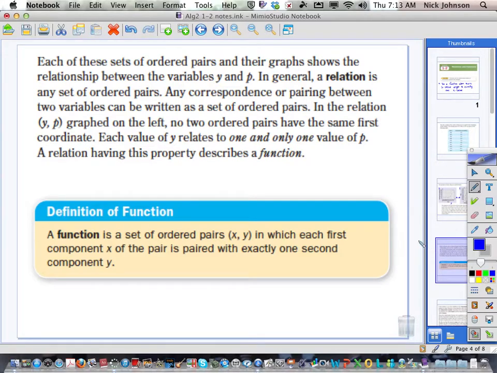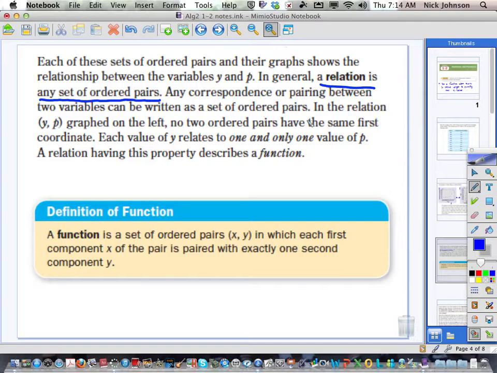Each of these sets of ordered pairs in their graphs show the relationship between the variables y and p. In general, a relation, and this is important for you to know, a relation is any set of ordered pairs. So any set that you can think of is a relation. Everything is a relation. It depends on certain stuff if it is a function or not. Okay, and we're going to get into that in just a little bit.